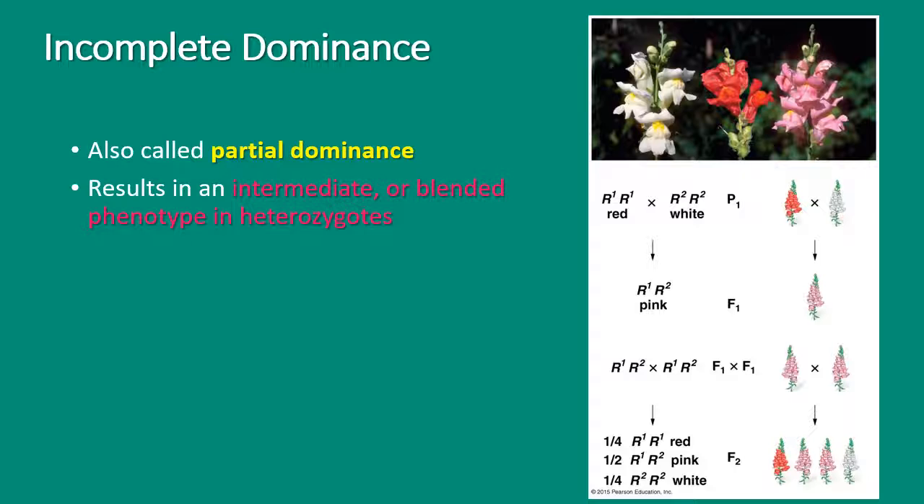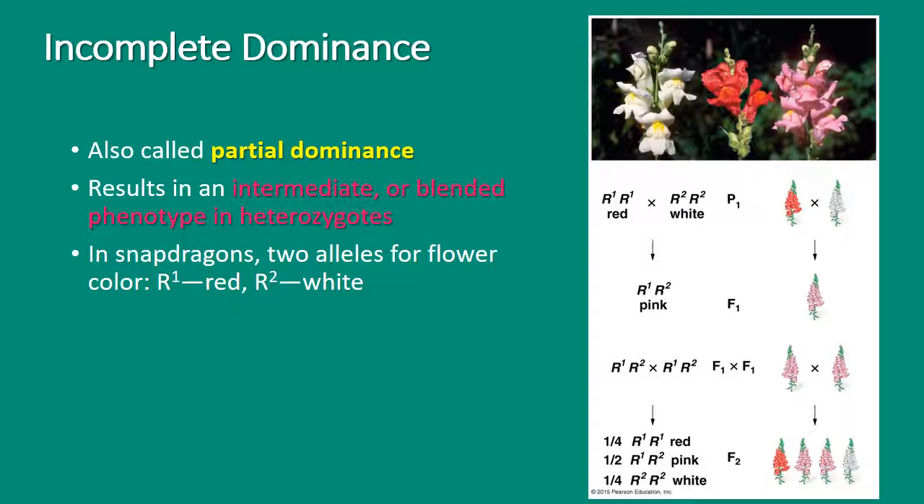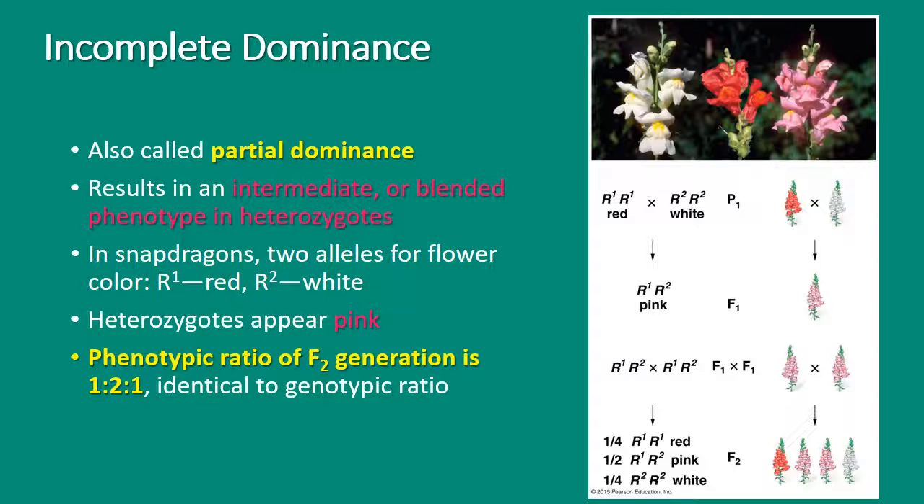So for the example we have here, one type of allele produces red flowers. The other allele produces white flowers. And if you produce a heterozygote, you get pink flowers, something in between red and white. So in that situation, when you cross two heterozygotes, instead of getting that 3-to-1 ratio, where, let's say, red was dominant over white, you would expect to see 3 red flowers and 1 white flower.